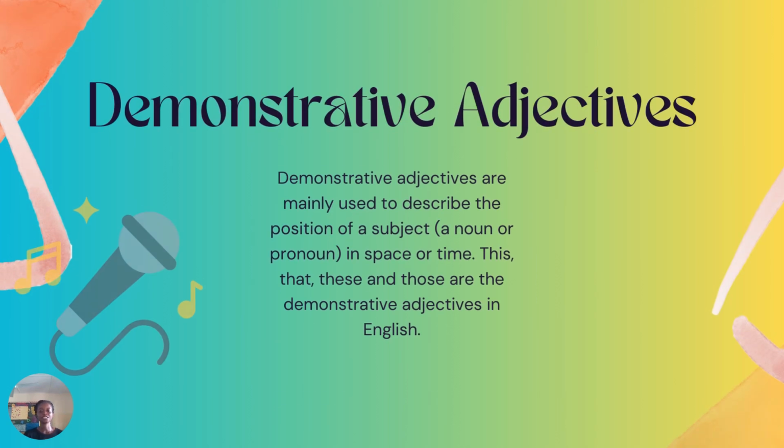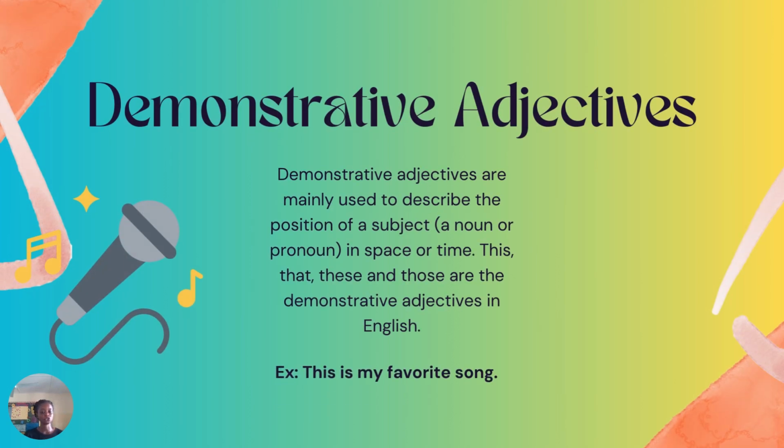The next type of adjective we're going to be looking at is demonstrative adjectives. Now, what does this demonstrative adjective do? Demonstrative adjectives are mainly used to describe the position of a subject, being the noun or pronoun, in space or time. Examples are this, these, that, those, the plural form of these. What this type of adjective does is to describe where the noun is located. That's the particular position of the noun.